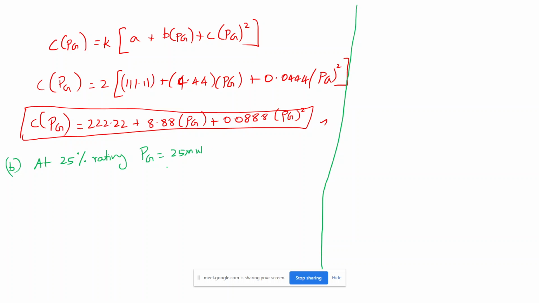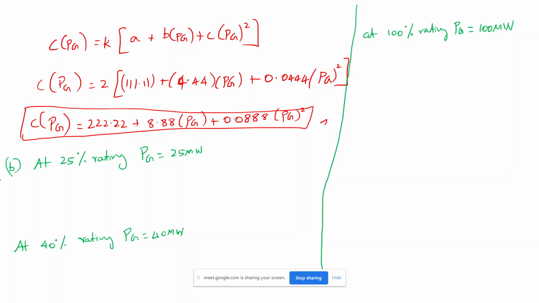And then if I take 40% rating, my PG is nothing but 40 megawatt, and at 100% rating, PG is nothing but 100 megawatt. So these things are known to us.